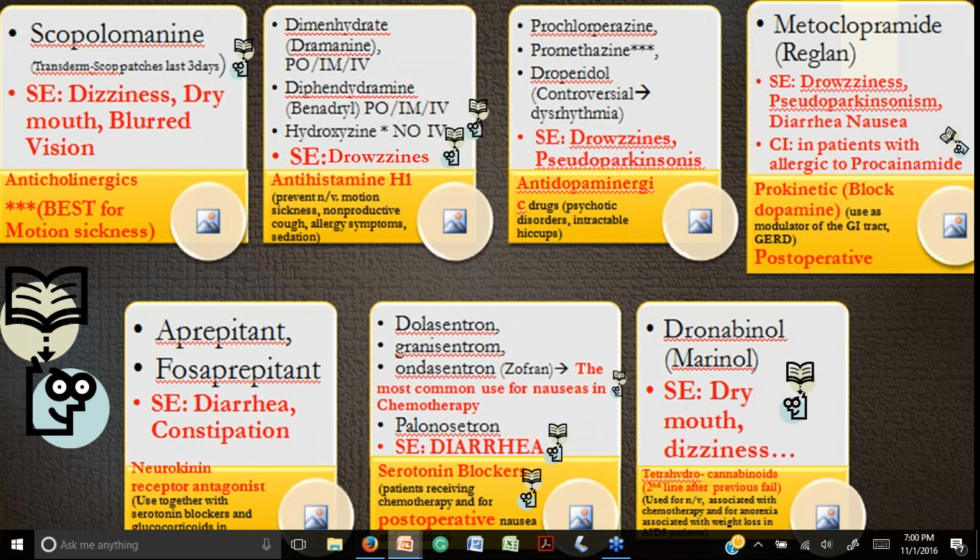Dronabinol is Marinol. Marinol is derived from marijuana, and it is used when any other medication for nausea and vomiting is failing.